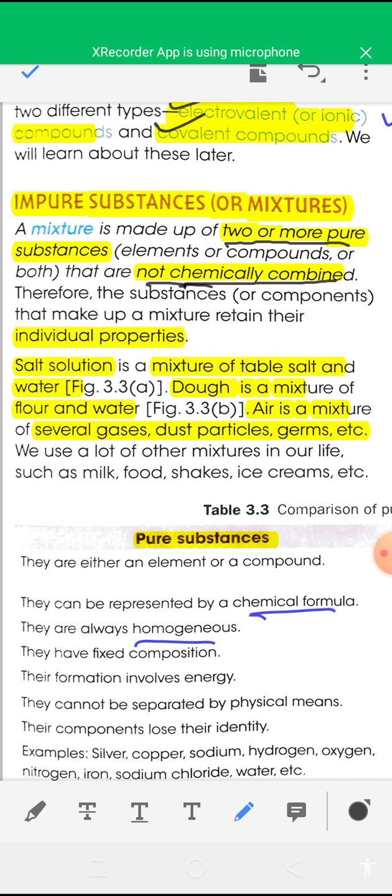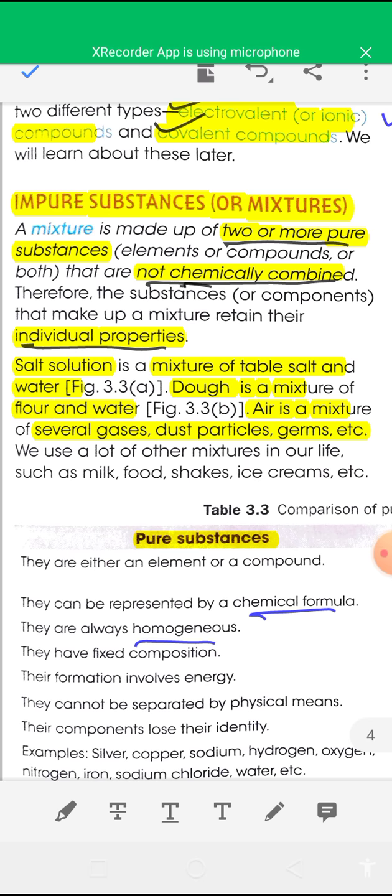Therefore, the components of a mixture retain their individual properties, because the components of a mixture are not chemically combined. Examples of mixtures: salt solution is a mixture of table salt and water. Dough is a mixture of flour and water. Air is a mixture of several gases.